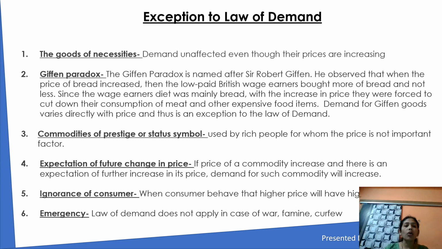Demand for such goods varies directly with price and thus is an exception to the law of demand. Third, commodities of prestige or status symbols, used by rich people for whom the price is not an important factor. Fourth, expectation of future change in price. If the price of a commodity increases and there is an expectation of further increase, the demand for such a commodity will increase. Fifth, ignorance of consumer. Consumers believe that a higher price means higher quality. Six, emergency. The law of demand does not apply in case of war, famine, or curfew.